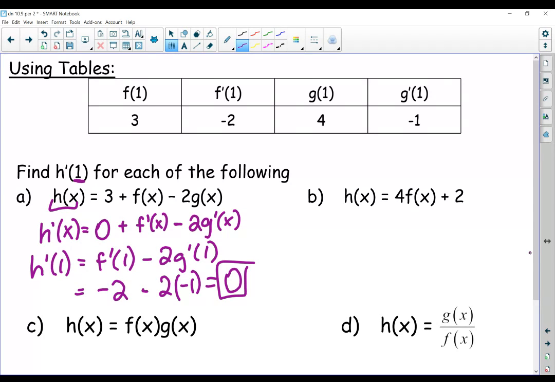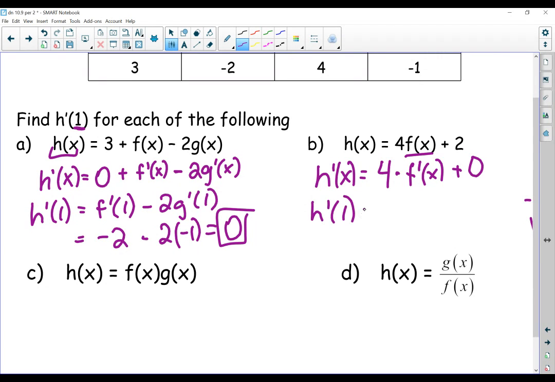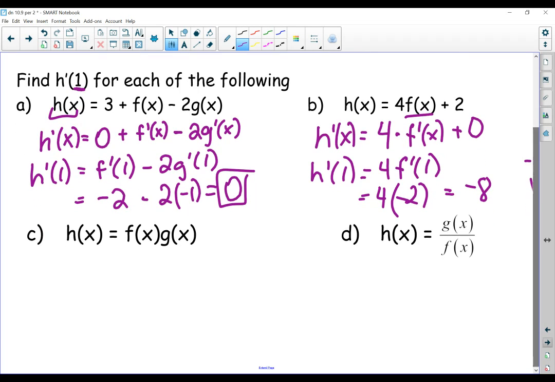Okay, so let's try the other three. h of x equals 4 f of x plus 2. So h prime of x here. Now 4 is a constant multiple. The derivative of f of x is f prime of x, plus the derivative of 2 is 0. So now if I want h prime of 1, it's just going to be 4 f prime of 1, which is 4 times negative 2, and that gives me negative 8. Okay. Like, oh, not so bad.